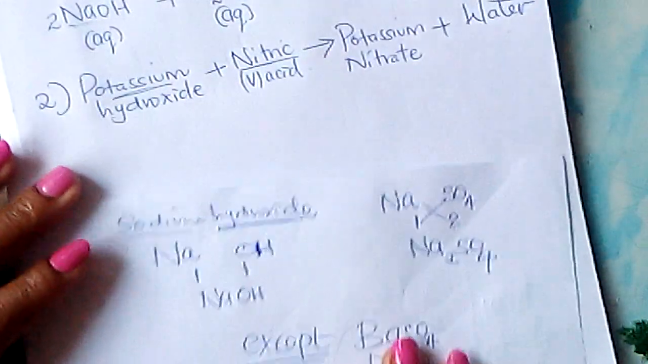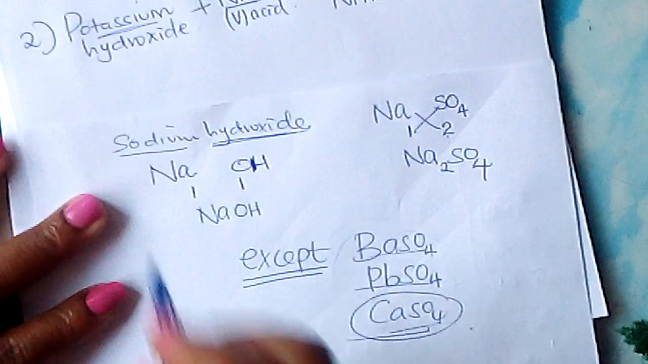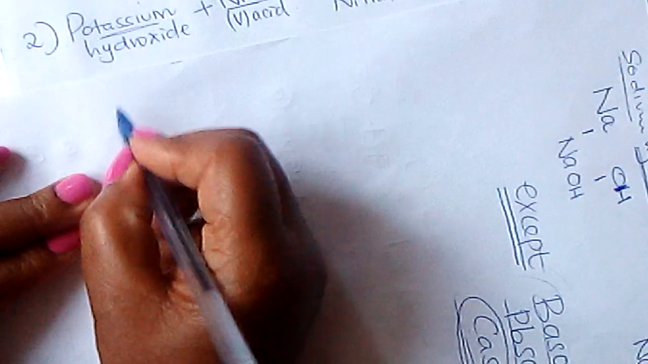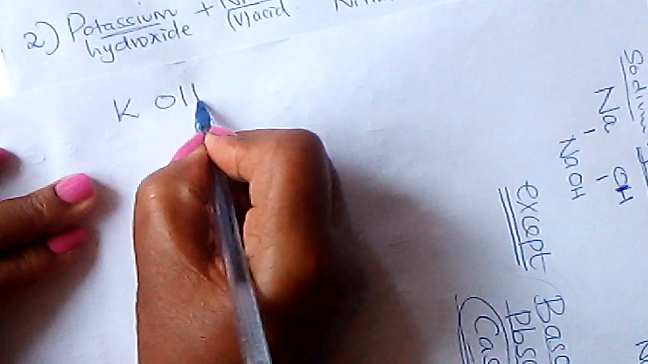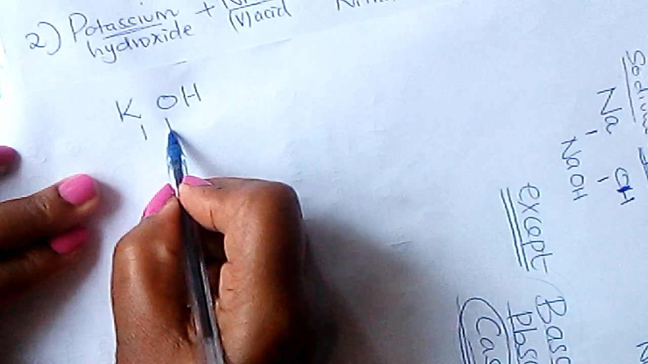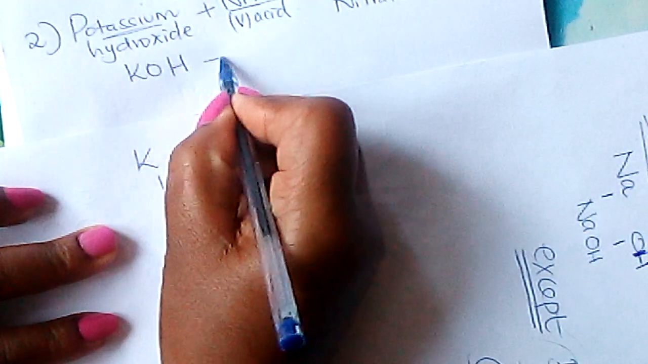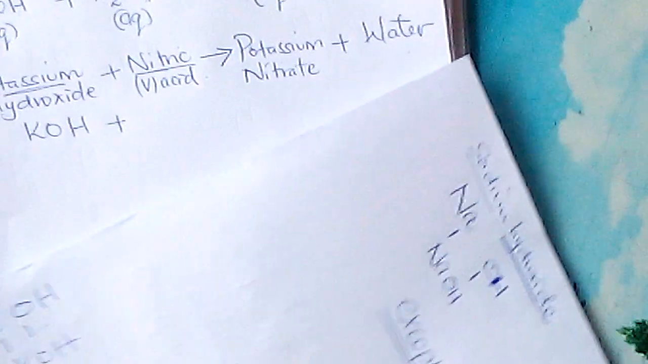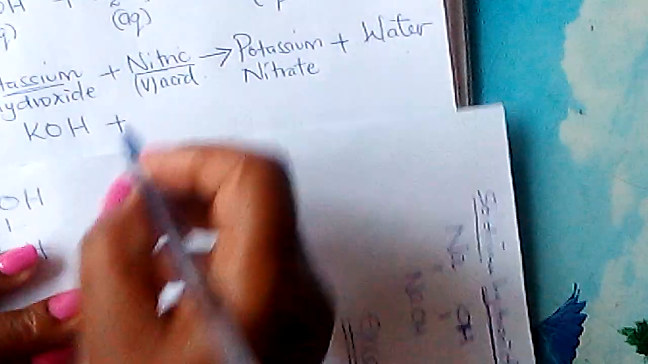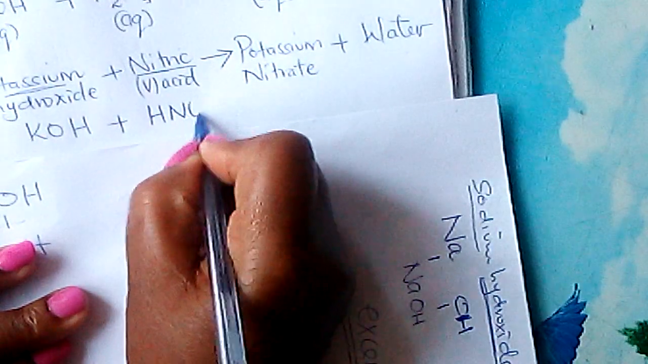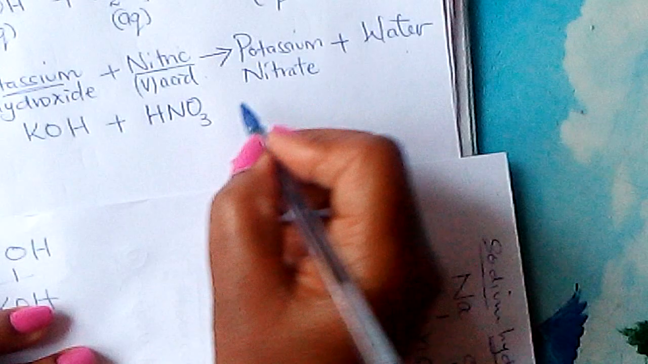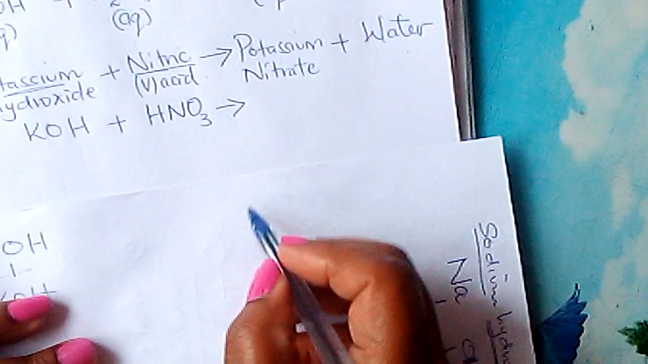Then from there, you write the chemical formula. Potassium hydroxide, Lana. Potassium is K, hydroxide is OH. Valence, Lana, 1, 1. And therefore, the formula is KOH. Come and fix it here, KOH. Plus what, Lana? Plus nitric acid. Nitric acid is HNO3, nitric acid, HNO3. To give you what? Potassium nitrate.